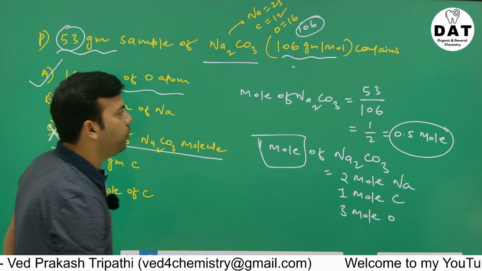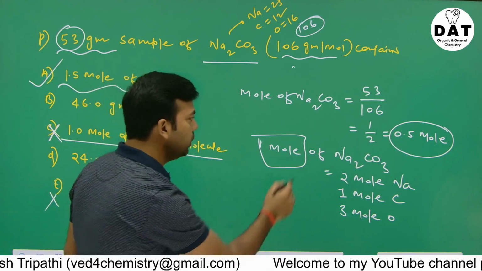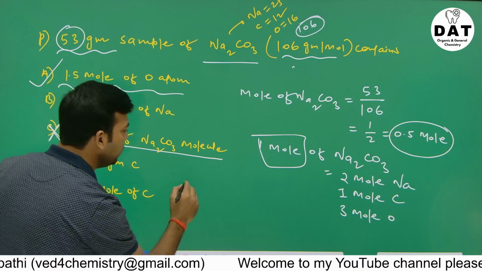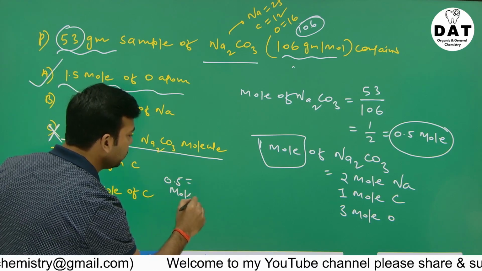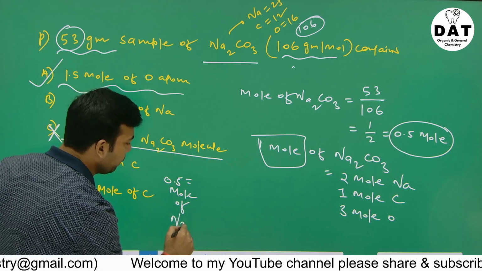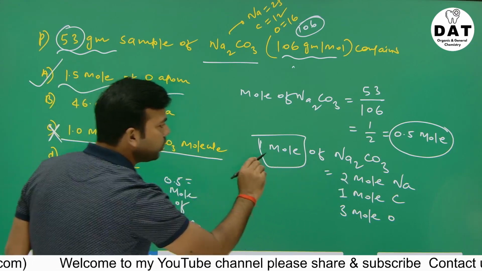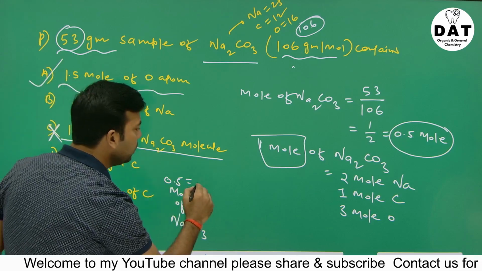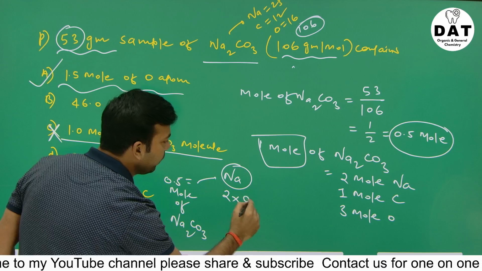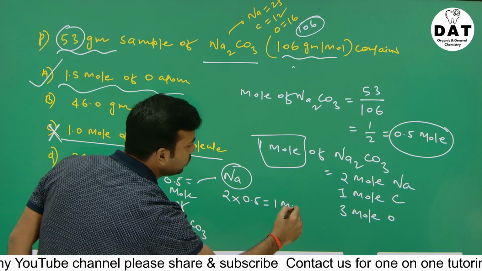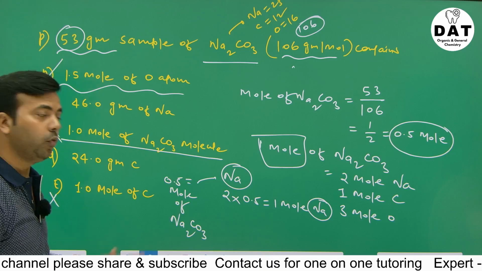So now we have to find out in terms of 0.5 mole. So you can answer this very easily. So in terms of 0.5 mole of Na2CO3, we have 2 mole of sodium in terms of 1 mole. So 0.5 mole means in terms of sodium we can say 2 into 0.5, which is 1 mole sodium. Clear? How many mole? 1 mole.